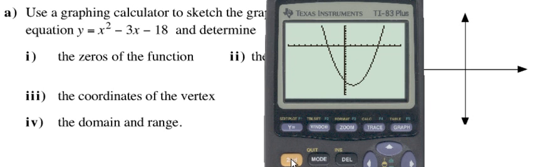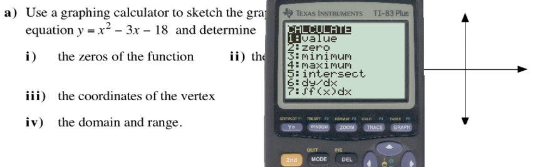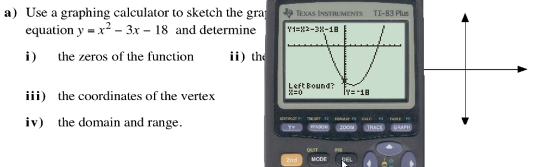So the coordinates of the vertex are second trace. You're looking for a minimum this time, the lowest point on this curve. And now you need to tell it where to look for a minimum. It says left bound, and you've got this little flashing bug here. Put that a little bit to the left of the minimum point you're trying to find. Hit enter. It puts a little triangle up here saying, okay, that's the left bound. Now it says, where's the right bound? Move the little bug with the arrow keys until it's just off to the right of the minimum you want to find.